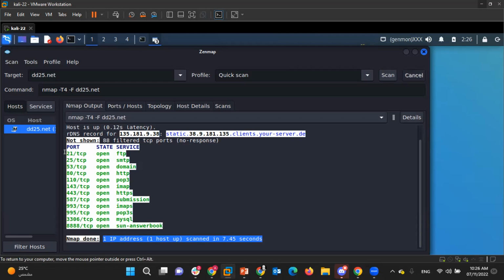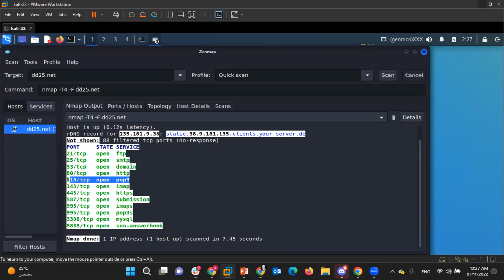All of these ports are open: port 21 FTP, port 25 SMTP, and also the domain port and HTTP. But POP3 is a weak port. It's for a mail server. That means this site has a mail server also, because we have POP3 and SMTP. No, it is IMAP, just IMAP. IMAP is also for email service.